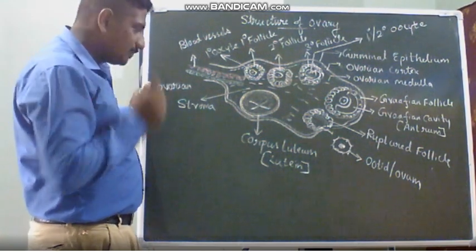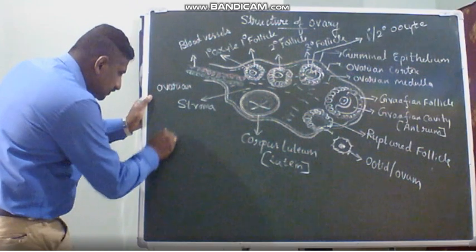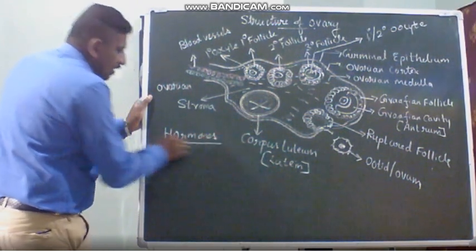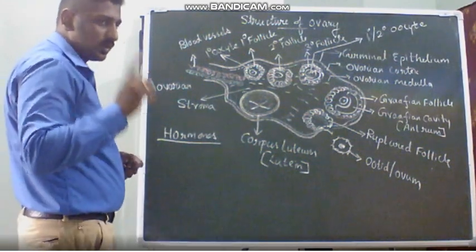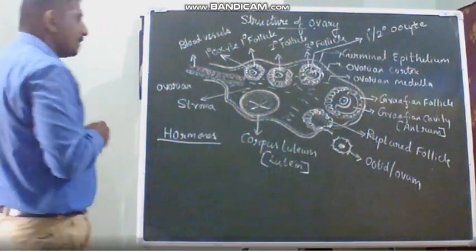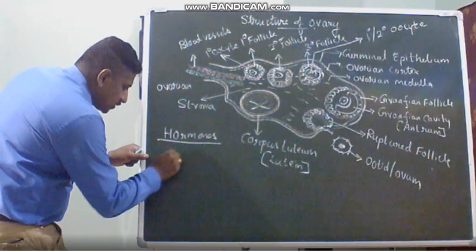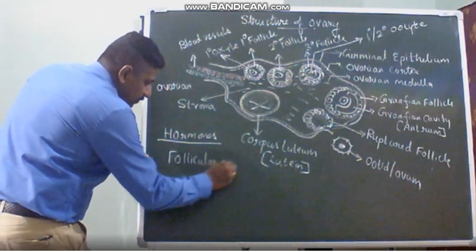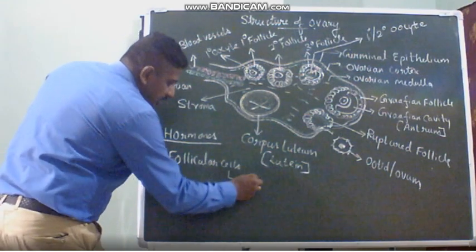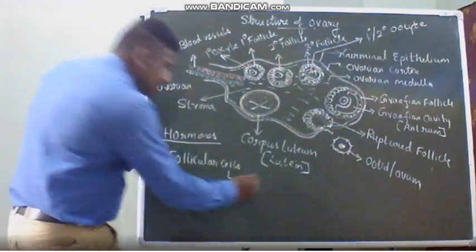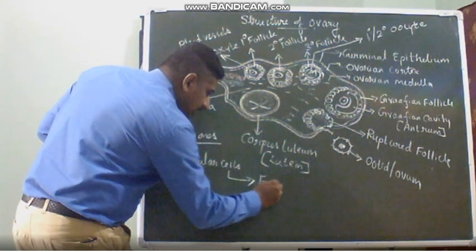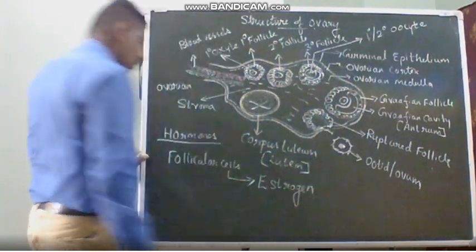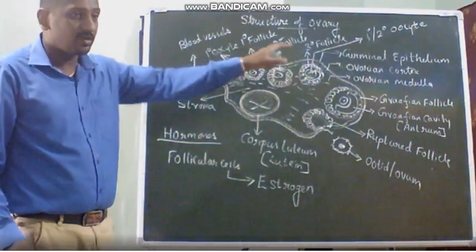Okay. Now, I'll tell you what are the hormones which are released by the ovary. In case of testicles, we saw that only one hormone called androgen. But here we have some cells. The first one is we have something called follicular cells. The follicular cells will secrete a hormone called estrogen.